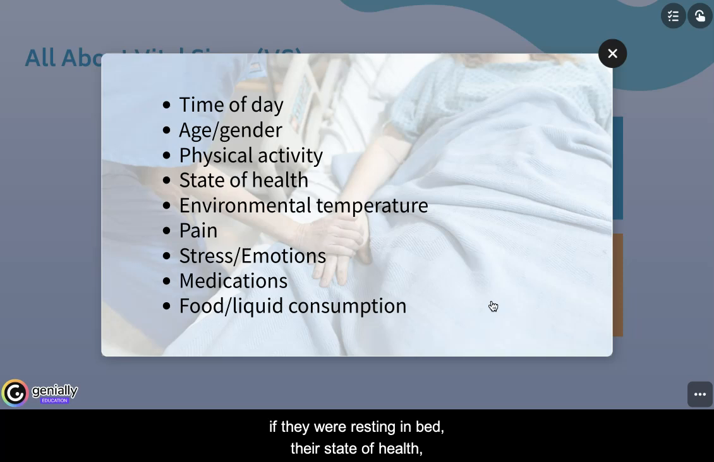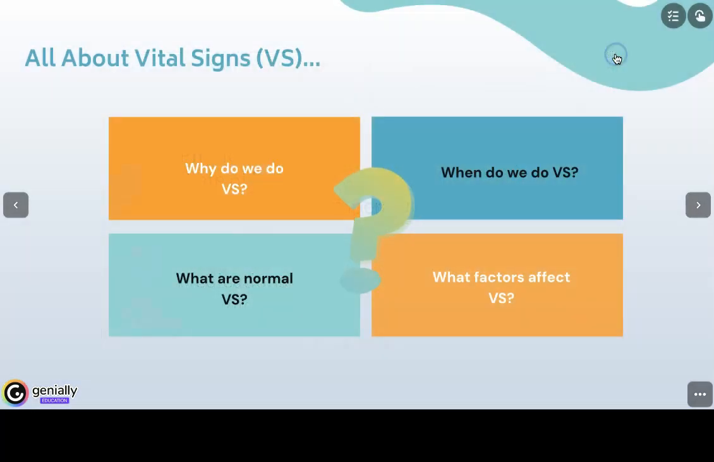Their state of health, how sick are they? That also affects their vital signs. Environmental temperature, pain affects vital signs. Stress and emotions, medications. For example, if you gave a patient an antihypertensive and you go to check their blood pressure, it's going to be lower a little bit later, right? And so that's going to affect vital signs. And then food and liquid consumption. For example, if the patient just had a coffee or they had a cold drink, that's going to affect their vital signs as well.